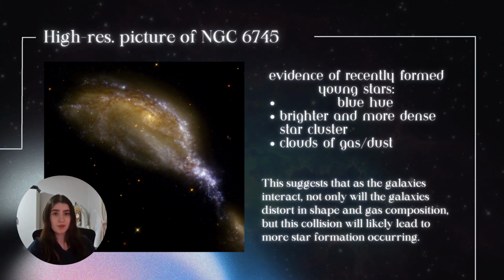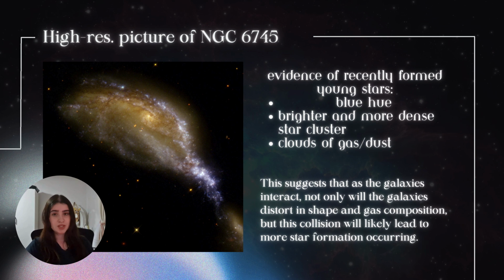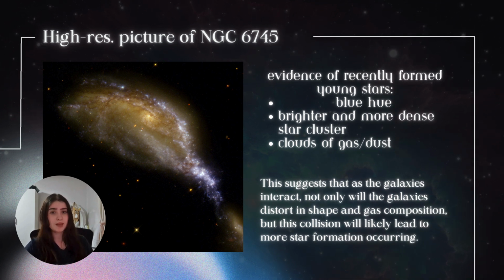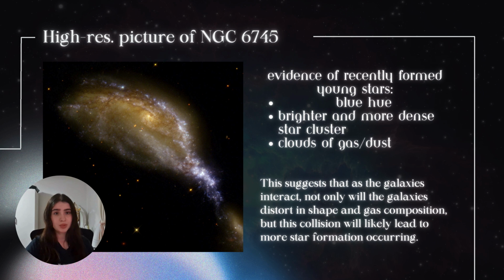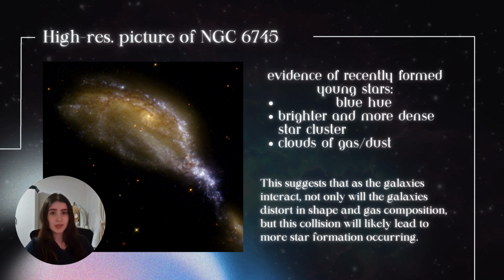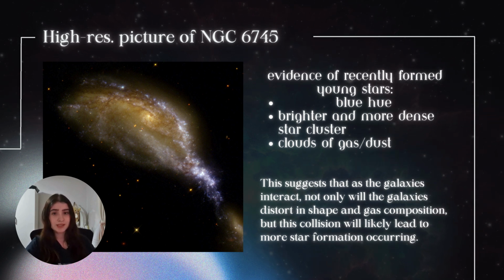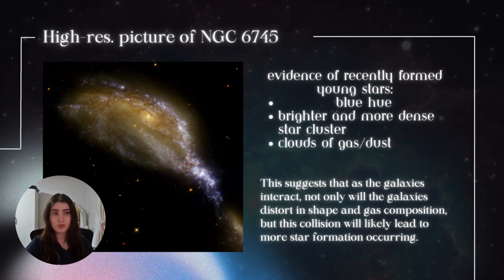Now let's observe a high-resolution image of the galaxy collision NGC6745. Commonly seen to be the shape of a bird's head, we see evidence of recently formed blue stars along the bird's beak and upper area, indicated by its blue hue, brighter and more dense-looking star clusters, and a noticeable cloud of dust and gas. This suggests that as the galaxies interact, they will not only distort the galaxies in shape and gas composition, but this collision will likely lead to more star formations occurring.